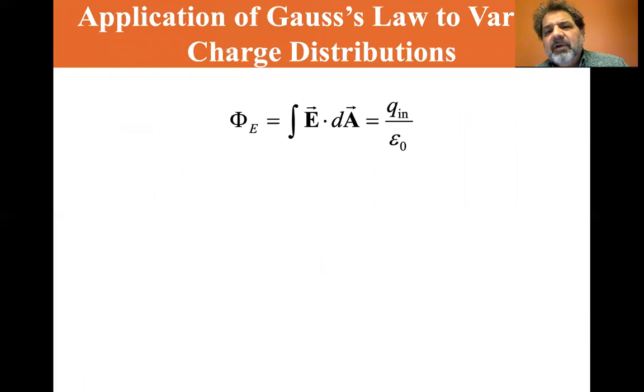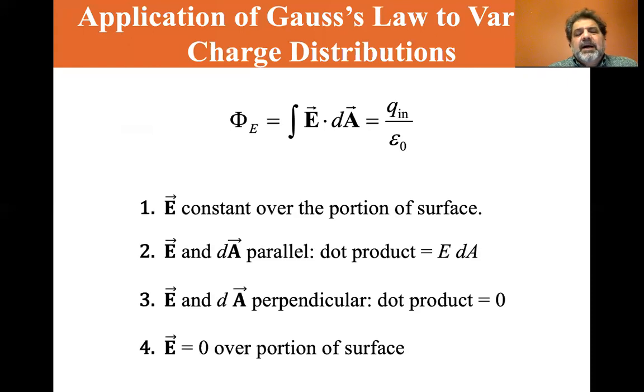Now, application of the law, this is actually section 23.4. The electric flux is equal to the integral of E dot dA, which is equal to Q inside divided by epsilon 0. What does that mean? Well, it means that E is constant over the portion of the surface. The electric field is constant over the portion of the surface.